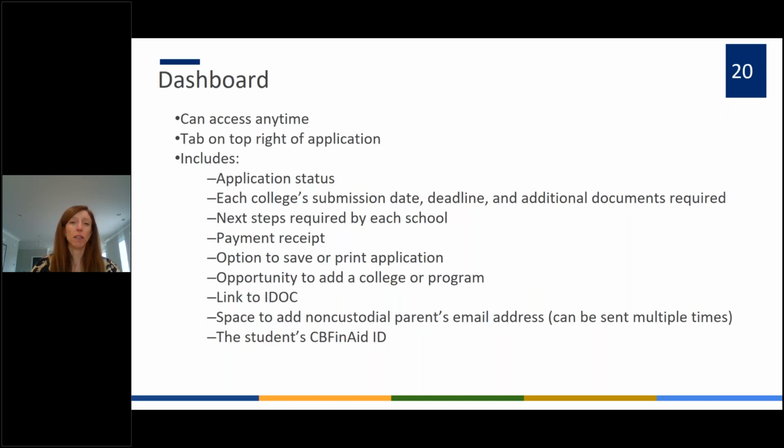Throughout the profile, you'll see there's an opportunity to look at the dashboard of the student. You can access this anytime, and you'll see a tab on the top right of the application where you can click on and get to the student's dashboard. This is going to include a lot of information that is tied to the student. The application status at every school. So maybe you have 5 schools listed and you've submitted the profile to 4, it'll show that. It's going to show each college's submission date, so when they received the CSS profile, if you sent it, their deadline for financial aid, and any additional documents they require, as well as next steps required by every school.